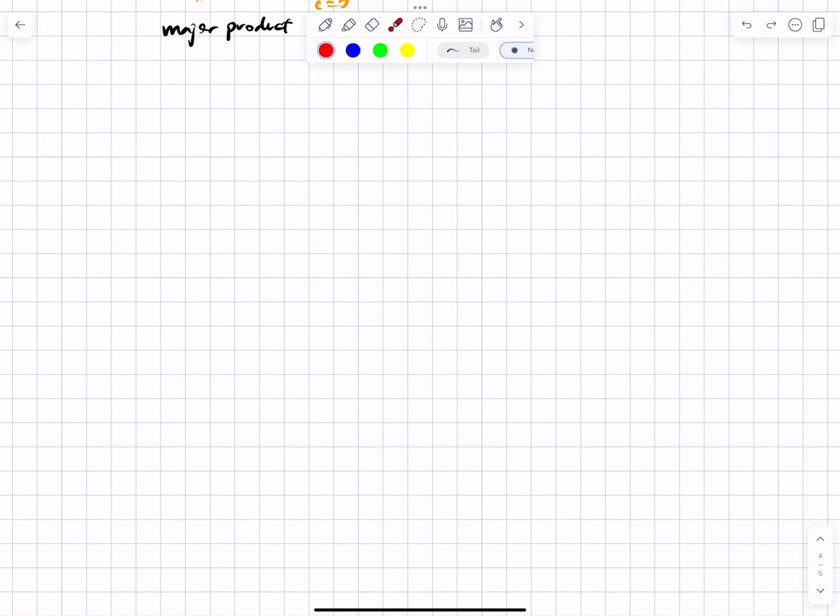So what about the cross-aldol reaction? Can we do a reaction where we try to bring together two different carbonyl compounds, and we want to use one as the enolate and the other as the electrophile?